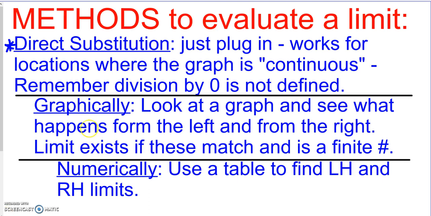Okay, so we've actually already talked about graphically and numerically in the first couple examples. We are going to now do direct substitution. This is always what I would do first. Every single time I would do direct substitution. So in other words, that literally means just plug in that value.